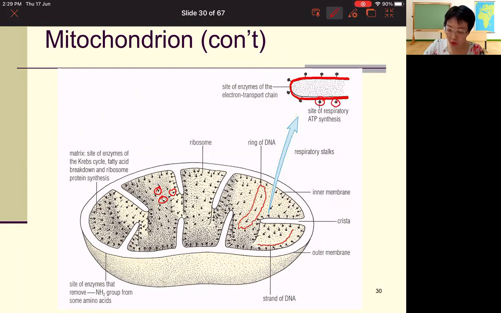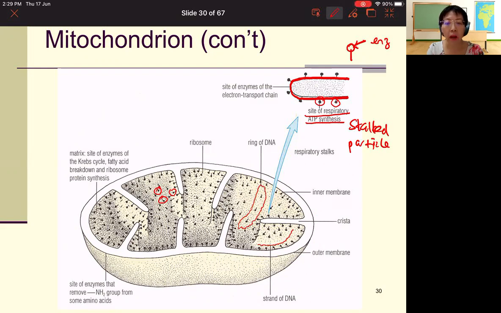So this structure is called stalked particle. Okay, stalked particle. Now this stalked particle looks like a nail, right? Like this. Now the part that looks like the head of the nail contains the enzyme that is necessary for the synthesis of ATP. So this enzyme will catalyze the synthesis of ATP. That's why this is a site of the respiratory ATP synthesis. So this is where ATP will be synthesized in the mitochondrion.